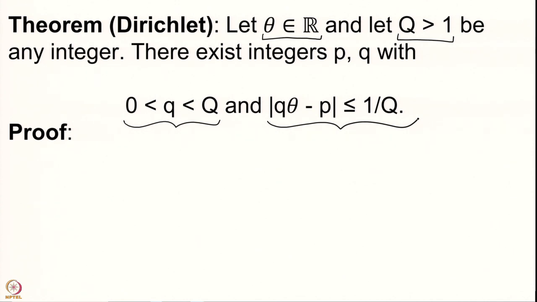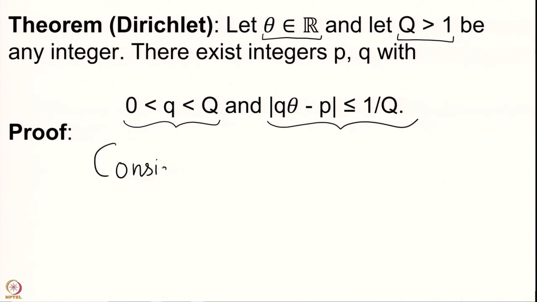So, we want to say that there are these numbers p by q with the property that the denominator q, I am calling q the denominator, and the reason for that will be clear very soon. So, this denominator is a positive quantity which is strictly between 0 and capital Q, and moreover mod q theta minus p is less than or equal to 1 upon capital Q, the integer we started with. So, this proof involves one small trick.